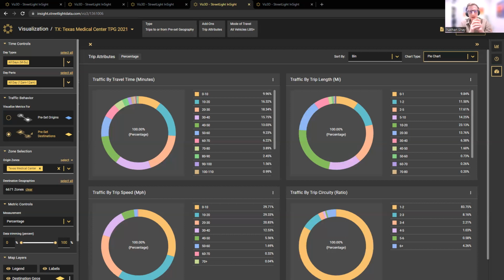As far as TNCs or the Ubers and Lyfts of the world, again, we don't have a separate mode that you can analyze for that, but especially when you're getting into areas where there's very high penetration of TNCs, like airports, by looking at things like that circuity ratio, you can start looking at the impacts that those are having on congestion and traffic in the area.